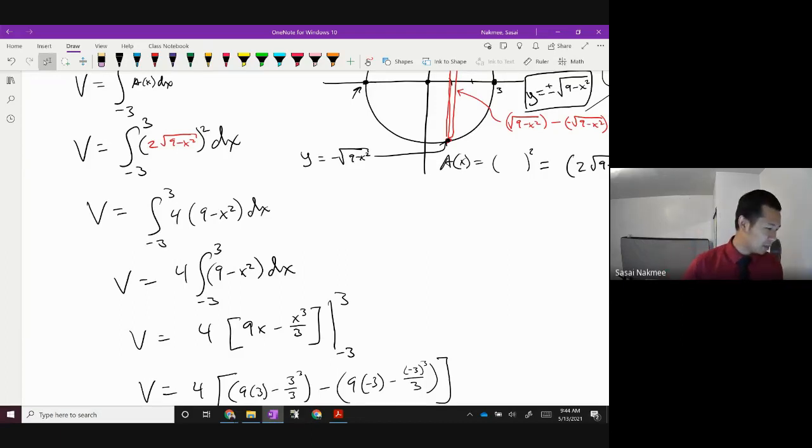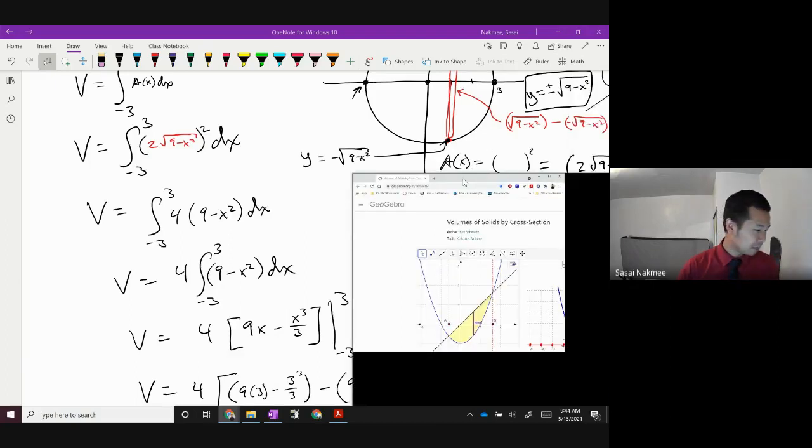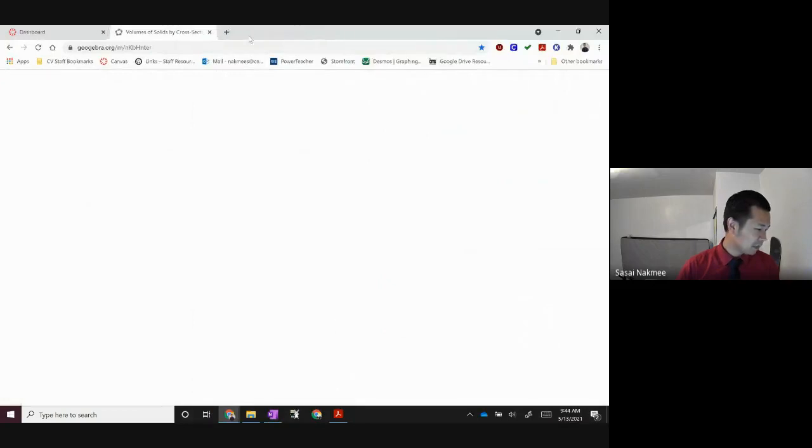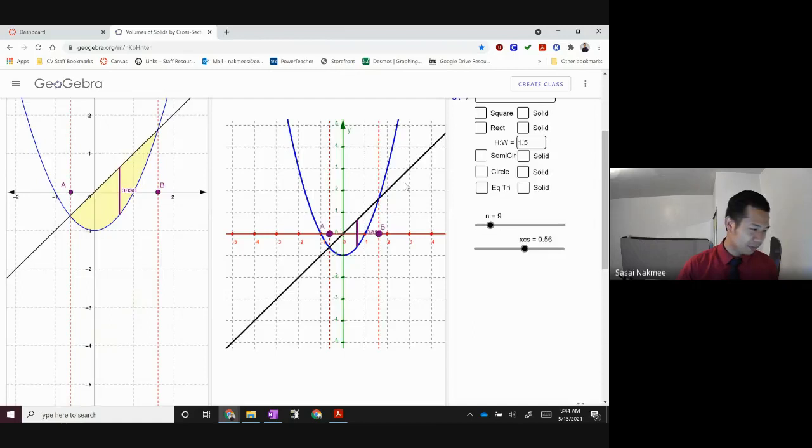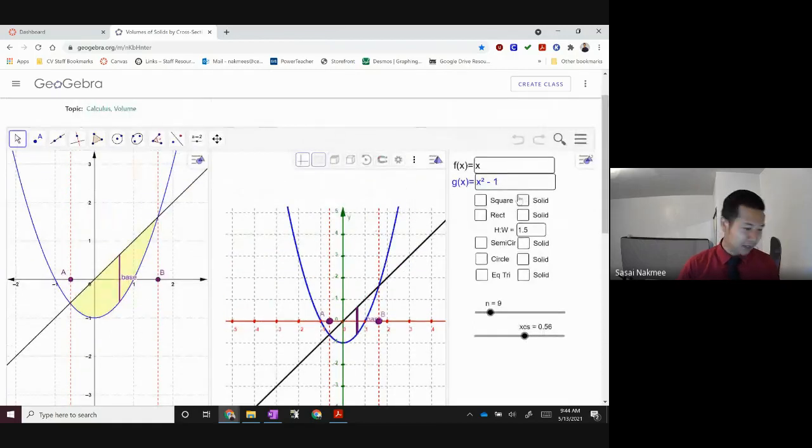Have you guys been practicing? You know what? I should have given you this site. I showed you guys that site that shows you a nice visualization of the cross section, right? I think I showed you guys this site. This one right here, right? Did I show you guys this site? Yeah, I think I did, right? Let's just assume that I did.